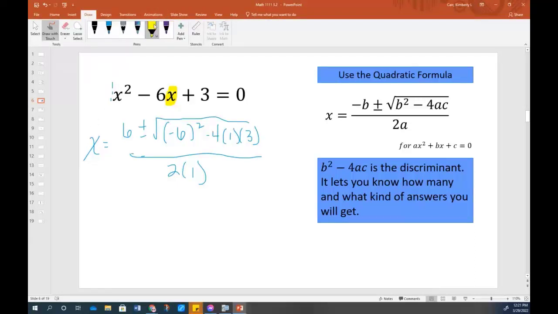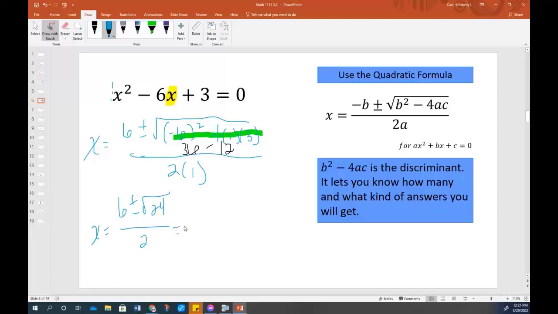Now, we want to calculate this part first, okay, and find out what that is before you do anything else. So you can use your calculator and enter that. As long as you use the parentheses, you can enter it from left to right, just like I have it here. But this is 36 minus 12, and 36 minus 12 is 24. So now I have 6 plus or minus the square root of 24 all over 2.